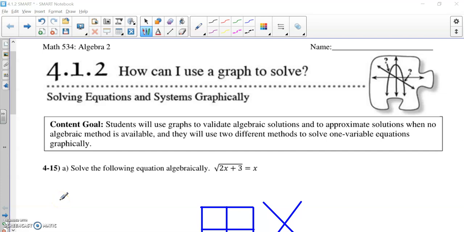Hey guys, welcome to lesson 412, where we will continue to talk about solving equations both algebraically and graphically, and also comparing those two methods and the solutions that we get with each one.